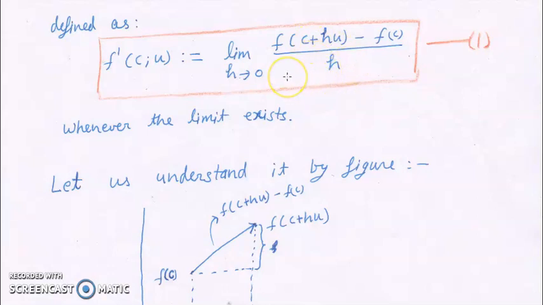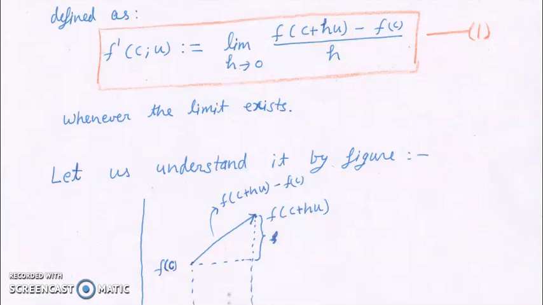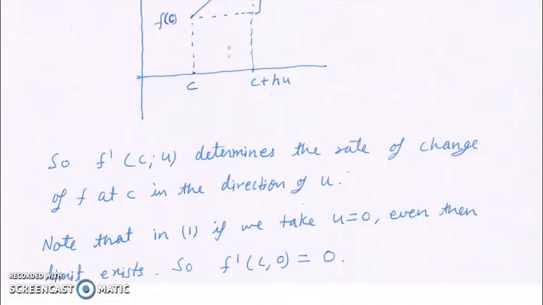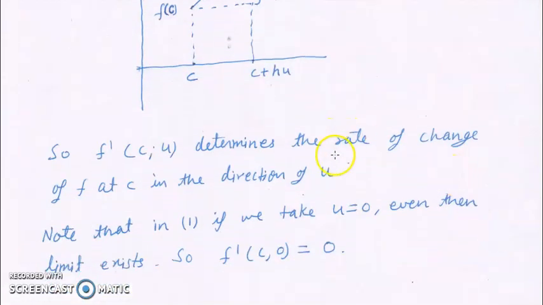h is a very small quantity which is going towards 0, so the directional derivative is nothing but the rate of change of f at C in the direction of u. So the directional derivative is nothing but the rate of change of f at C in the direction of u.